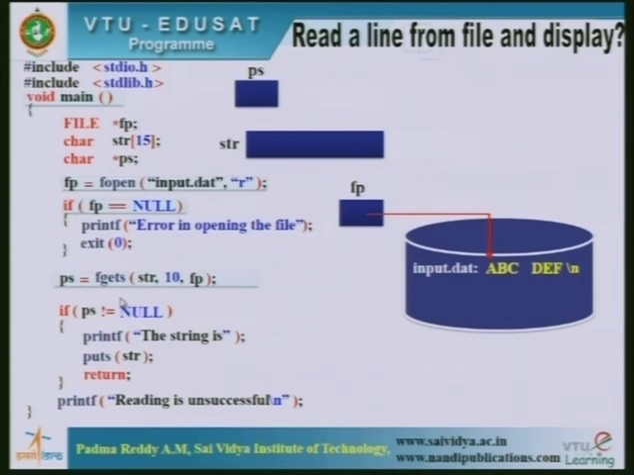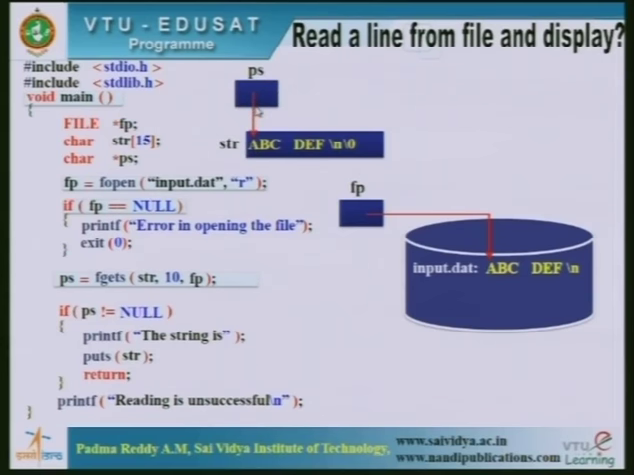So control comes here, and we try to read how many characters from the file? A maximum of 10. There are 1, 2, 3, 4, 5, 6, 7, 8 characters, and those 8 characters will be copied from the file into which variable? str. So it will be copied into str, and a null character will be appended at the end. So we have executed this. Now the function fgets returns a pointer to str, and that pointer will be copied into the variable ps.